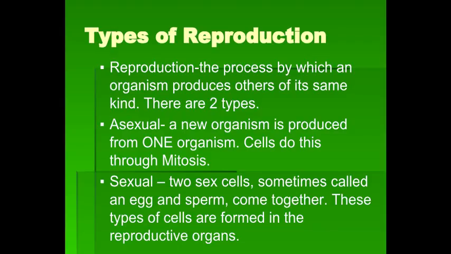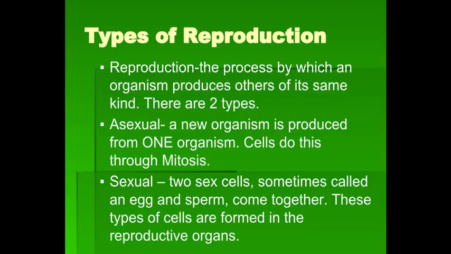If you have a cut on your arm and your body repairs itself, your body is going through asexual reproduction through mitosis to repair that. Now, sexual reproduction is when two sex cells come together to create a new, unique organism. And so, human babies are produced through sexual reproduction. Kittens are produced through sexual reproduction.